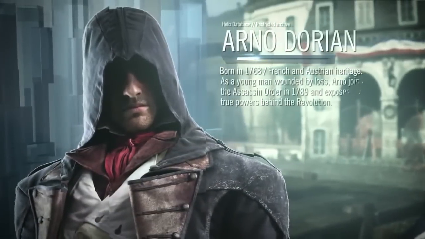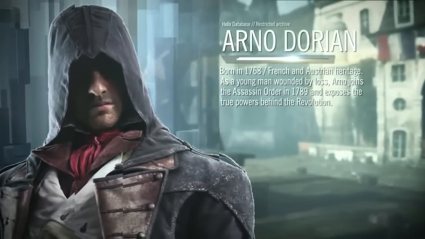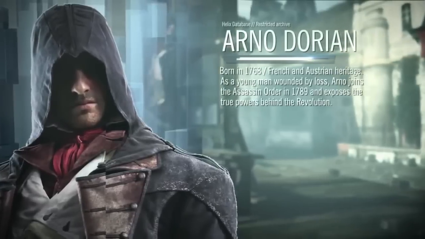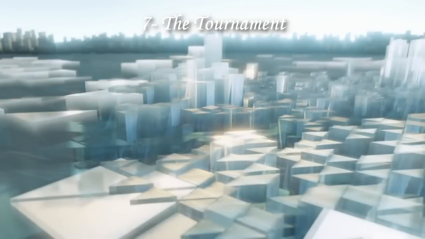And whilst we're on the subject of Marie Antoinette, you may not know this, but Arno also has Austrian origins, so is this coincidence? Girondist Roundup, the mission might be set during May to June 1793, and during this period the people of Paris put pressure on the Girondists, which led to the fall of this faction. The next mission is the Tournament, and we absolutely have no idea what this one could be about.